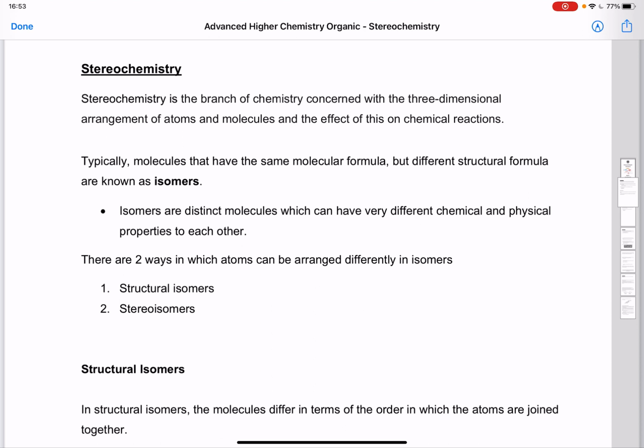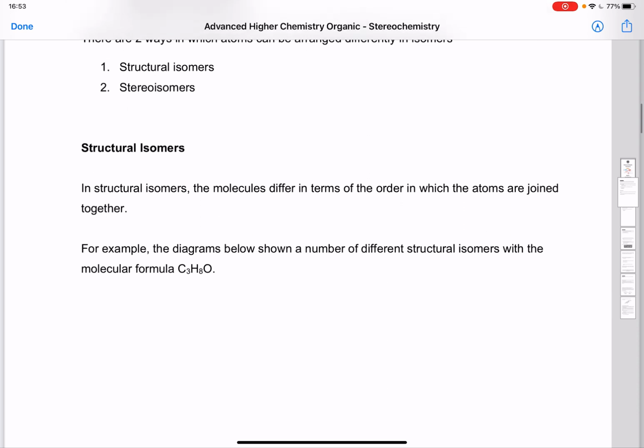Typically, molecules that have the same molecular formula but different structural formulas are known as isomers. Isomers are distinct molecules which can have very different chemical and physical properties to each other. There are two ways in which atoms can be arranged differently in isomers. We can have structural isomers, which are the isomers that we know up to this point, and we can have stereoisomers. So let's just start with a little recap on structural isomers.